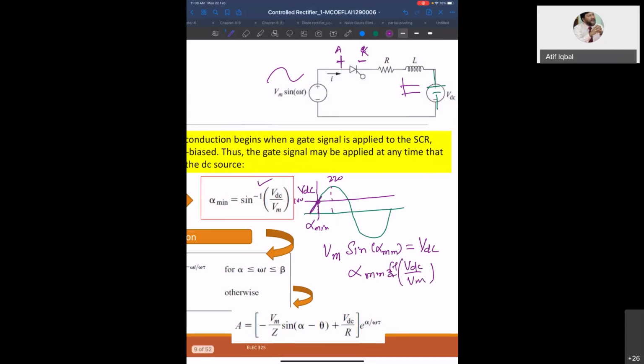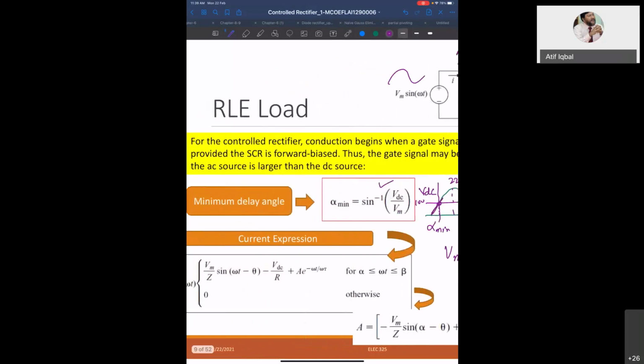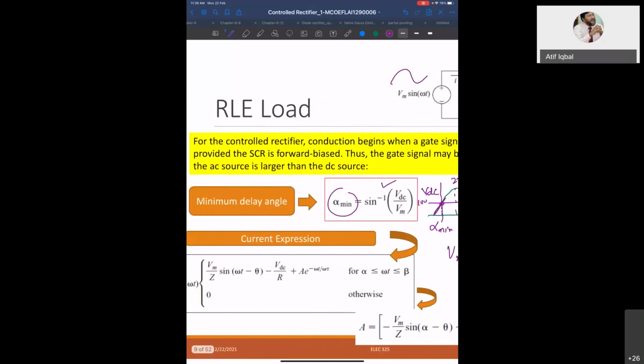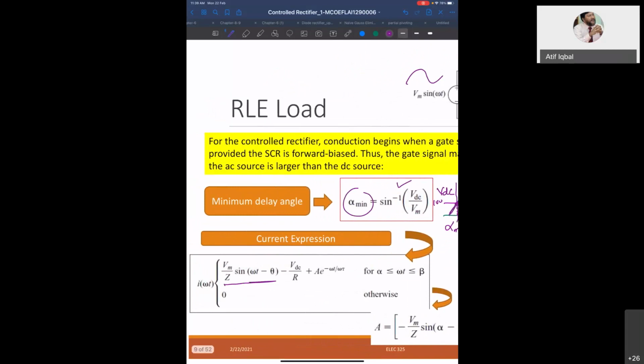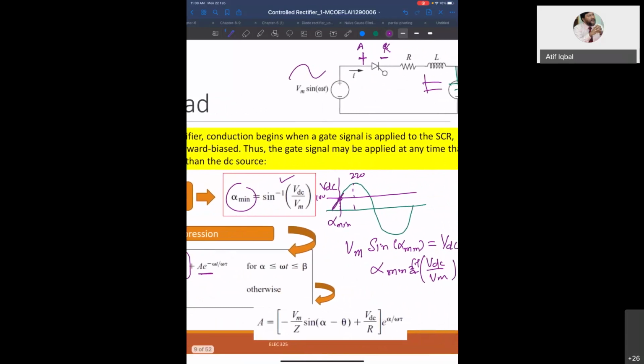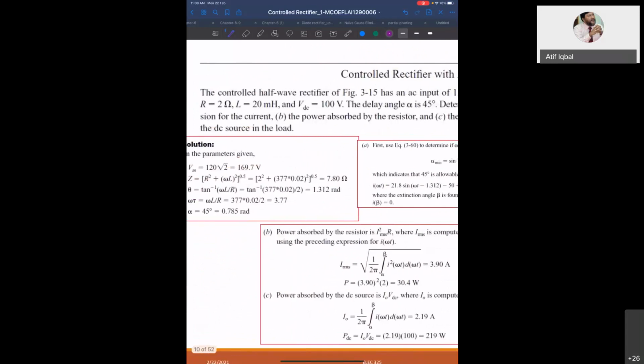Okay. Now everything is the same as the previous. The only thing is that you have this alpha minimum constraint. So this is your steady state current, this is the transient current, but you also have this term because of the DC voltage. Okay, and then we find the value of A like this.